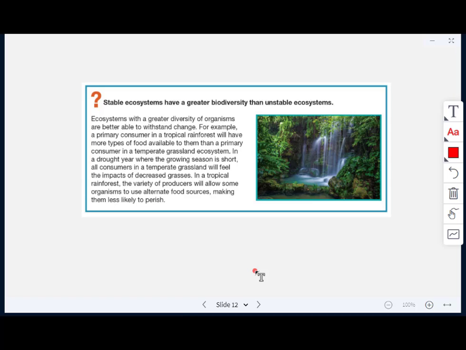So if there's a drought one year and the growing season is short, all consumers in a temperate grassland will feel the impacts of the decreased grasses. Whereas in a tropical rainforest, because there's so much variety of producers, organisms can use alternate food sources, making them less likely to die off.